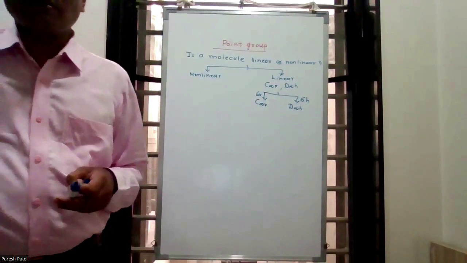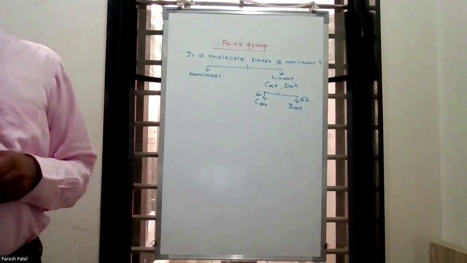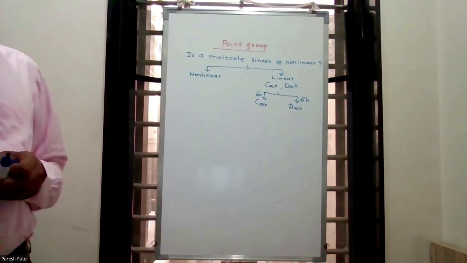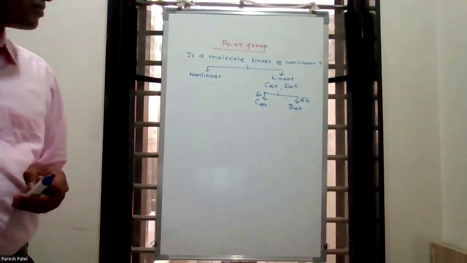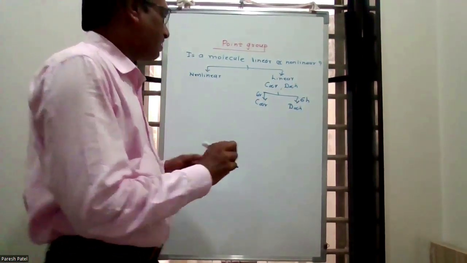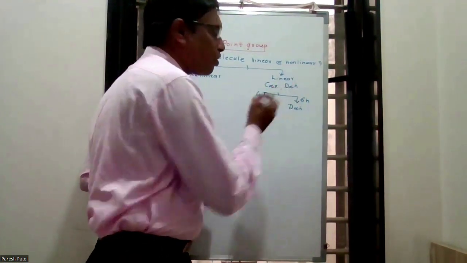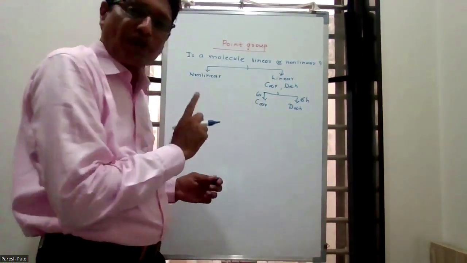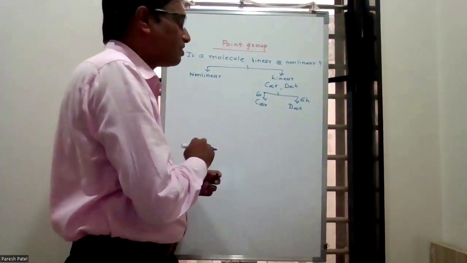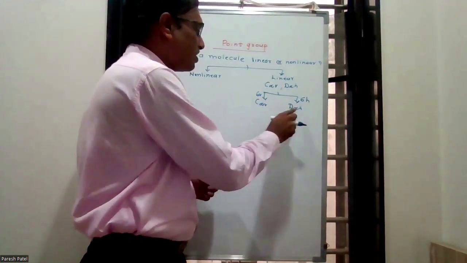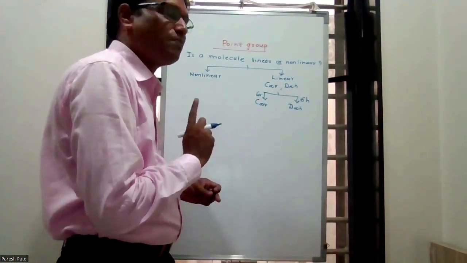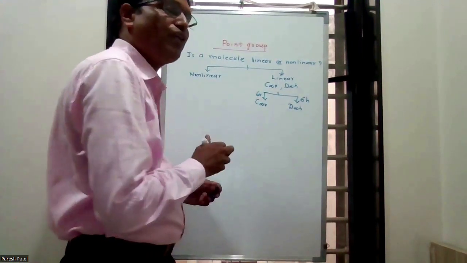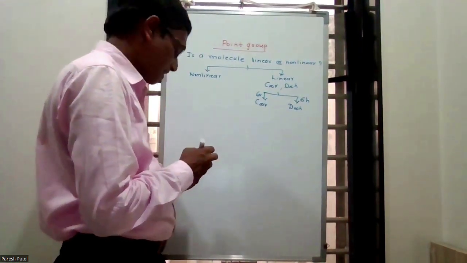So, dear participants, first of all, we have to ask whether the molecule is linear or non-linear. If linear, then the C infinity v or D infinity h point group may be present. If sigma v is present, then the point group can be assigned as C infinity v. And if sigma h is present, then the D infinity h point group may be assigned.